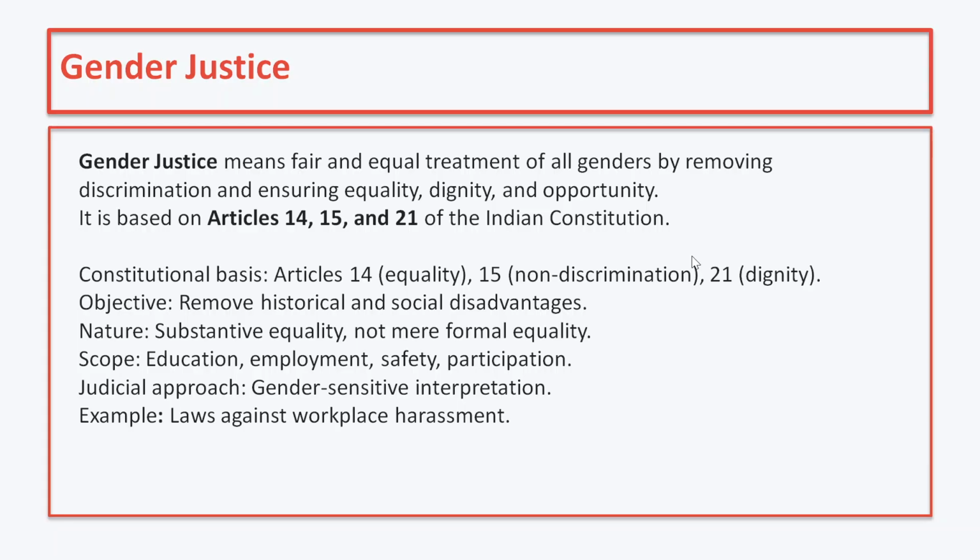For example, if women are not safe at workplaces, they will not go to work, they will naturally stop participating. Laws against sexual harassment are made so that women can work freely and safely. So, gender justice is about creating equal conditions, not special treatment.